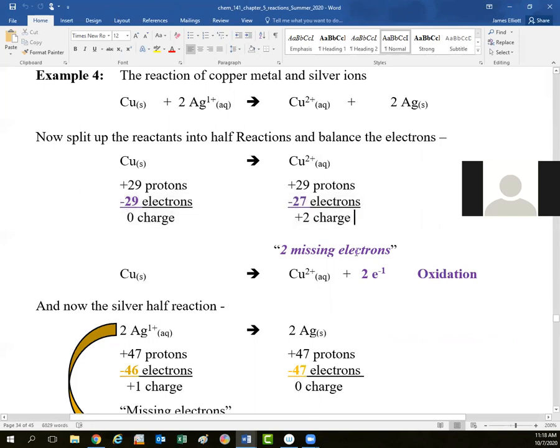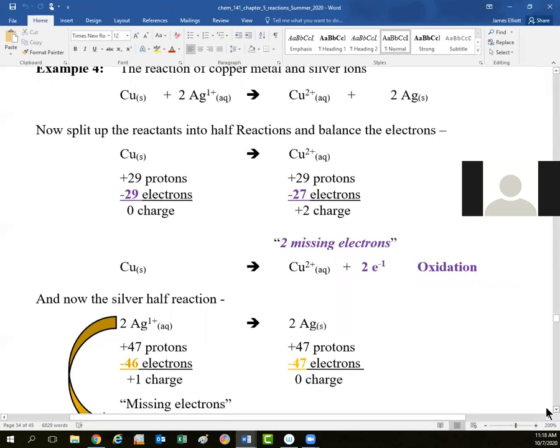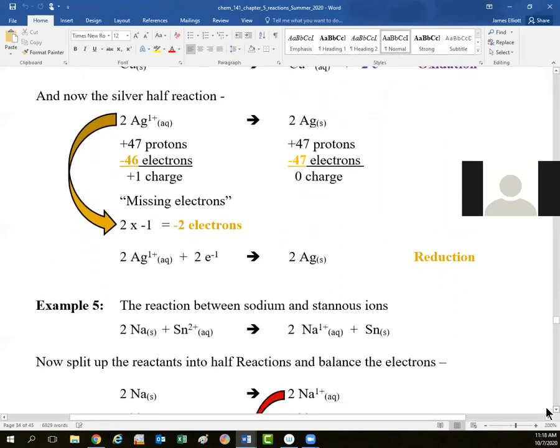We're missing 2 electrons on the right-hand side of the equation. And we can put those electrons back in. They are no longer part of the atom, which is why we show them as a separate chemical. And so the copper having given away electrons, the copper metal specifically, that's the chemical which is oxidized, or it's the oxidation step. With the silver, that means it has to be the chemical reduced.